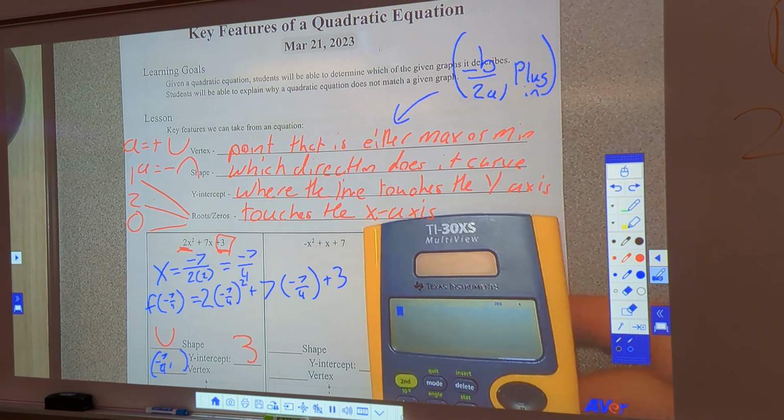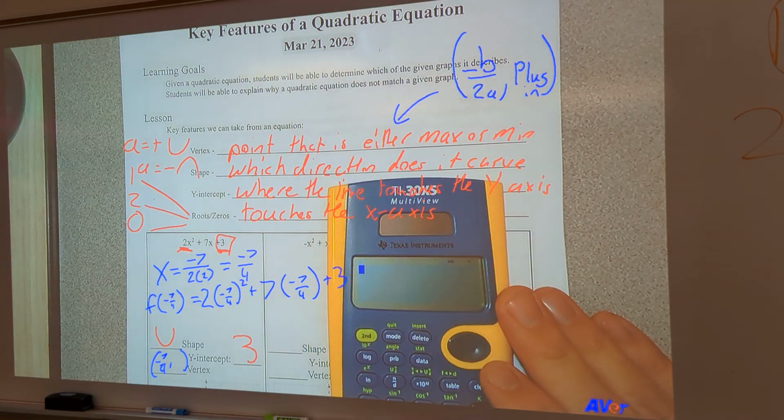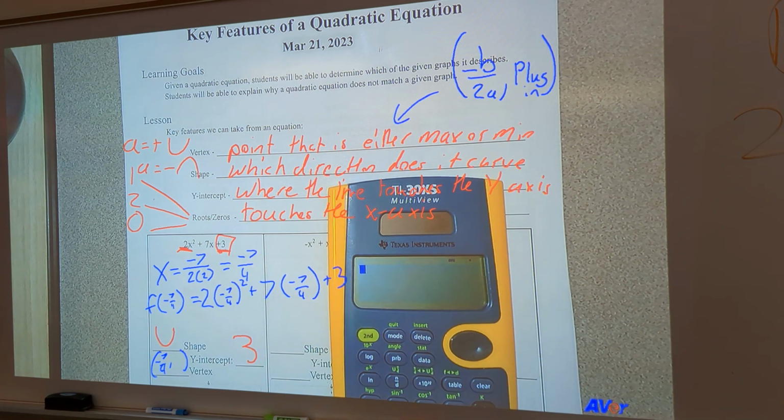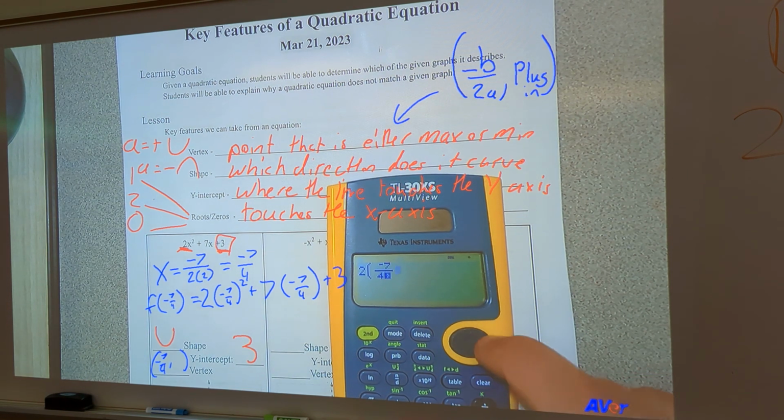There we go. Hopefully you can see the calculator just fine. So I'm just going to type this in as is. We've got 2 parentheses. I'm going to type a fraction bar, do negative 7 over 4. And this needs to be squared. Don't forget that squared. Then I've got plus 7 parentheses, fraction bar, negative 7 over 4.